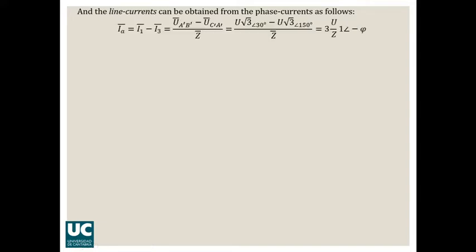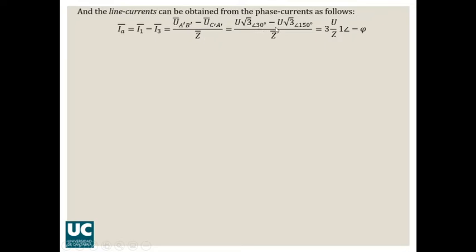In that situation, the line currents can be obtained from the phase currents as follows. For current IA, we have applied the first Kirchhoff's law to the node that we have mentioned before, so we have this difference in currents. Current I1 would be the difference in potential between A and B prime divided by the impedance of the load, and current I3 would be the difference in potential between points C prime and A prime divided by the load.